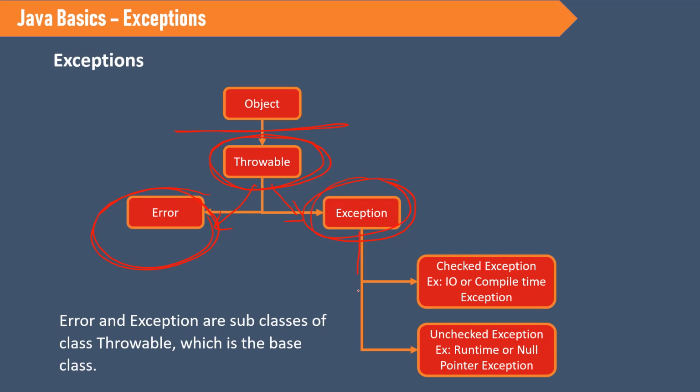Again, under Exception we have checked exceptions and unchecked exceptions. We will see them in a couple of minutes. But for now, just remember that we have a super class which is Throwable, and the Error class and Exception class are the child classes of this Throwable class. And under Exception we again have two kinds, which are checked exceptions and unchecked exceptions.